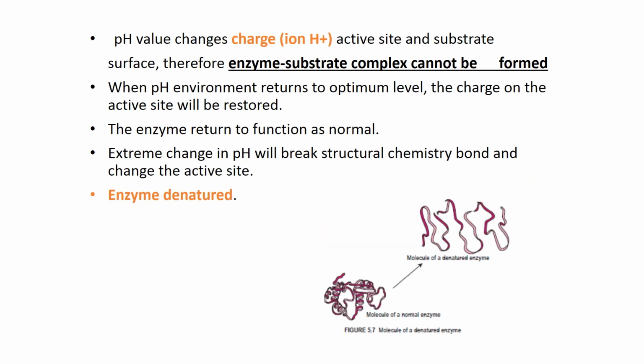As we are still discussing the pH factor, once the pH changes, it will change the ion charge at the active site and the substrate surface. As a result, the enzyme-substrate complex cannot be formed. But then, if the pH of the environment returns to the optimum level, meaning back to normal, the charge on the active site will be restored. It becomes normal again. So the ion charge will be restored.